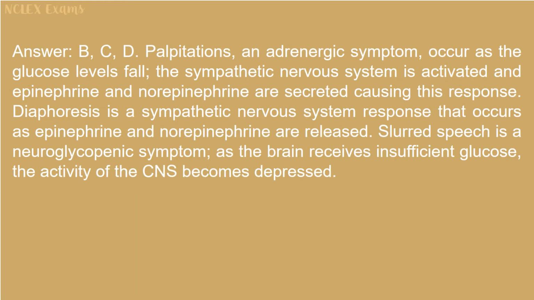Answer: B, C, D. Palpitations, an adrenergic symptom, occur as the glucose levels fall. The sympathetic nervous system is activated and epinephrine and norepinephrine are secreted, causing this response. Diaphoresis is a sympathetic nervous system response that occurs as epinephrine and norepinephrine are released. Slurred speech is a neuroglycopenic symptom. As the brain receives insufficient glucose, the activity of the CNS becomes depressed.